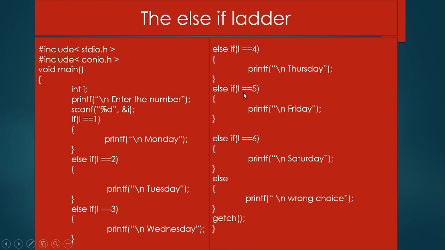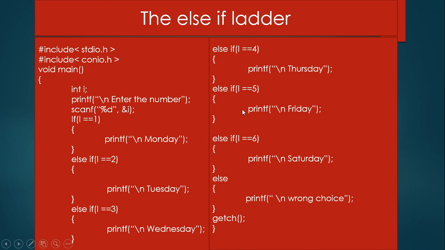And if the value of i equals 5, then print Friday. And if the condition is false, then control will come into the next else if part and compare i with 6. And if the condition is true, then Saturday will be printed onto the screen using the printf function.